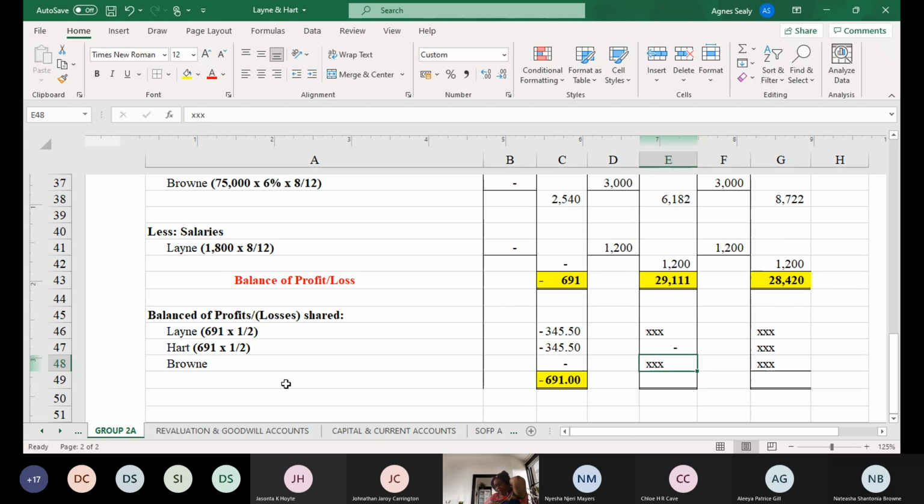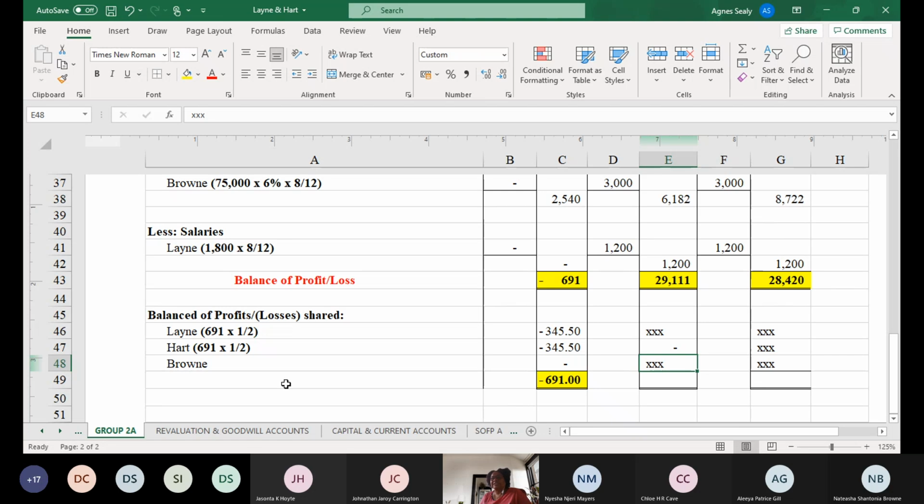Remember, he has a guaranteed profit. So $11,644.40. No, you cannot give Brown that. Why not? Because Brown has a guaranteed profit. The guaranteed profit for Brown, as I said, is $24,000 a year. But remember that Brown is not there for the full year.